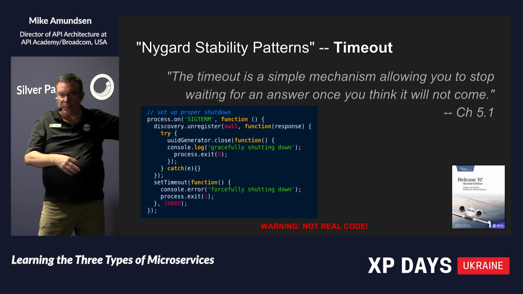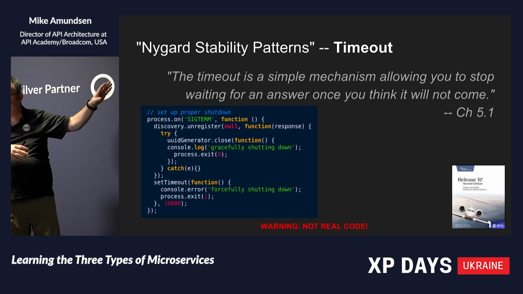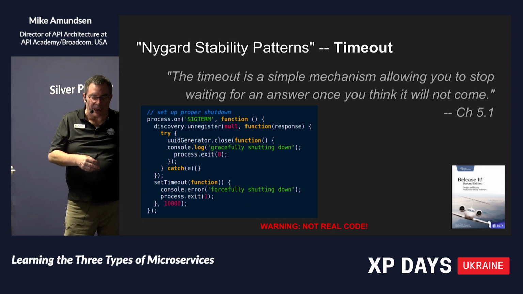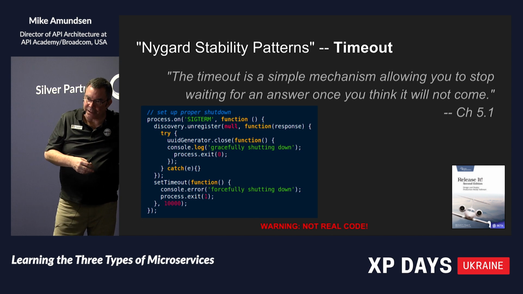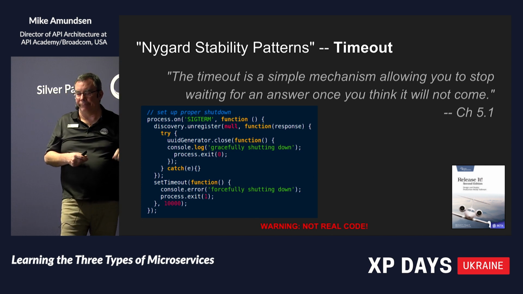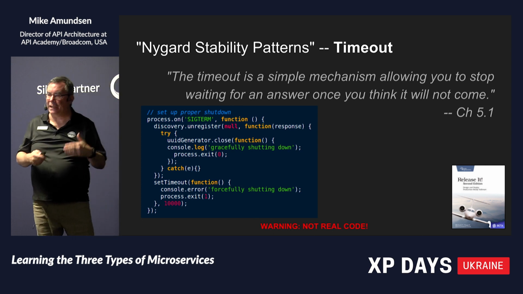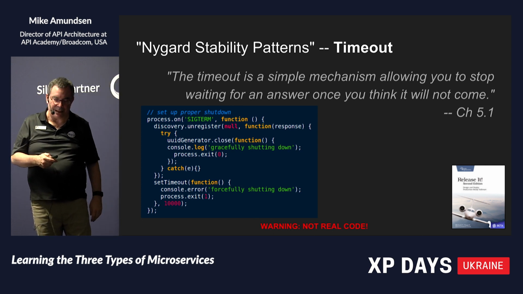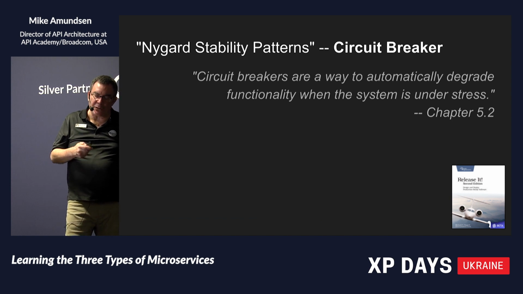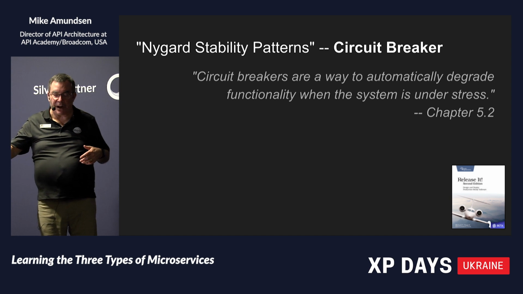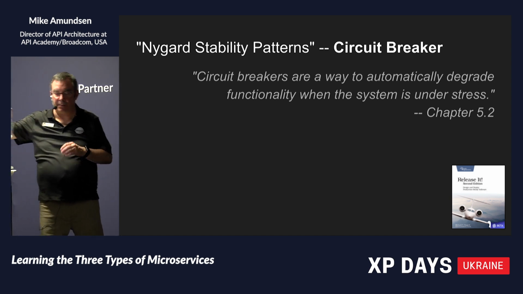It's a simple example here where I want to actually cancel a service, send a SIGTERM to terminate the signal. If it doesn't work, I'll wait for a certain amount of time, and then I'll just simply hard kill it. I'll just forcefully shut it down. This is my way of not getting stuck waiting around for somebody who's late. That's very different than a circuit breaker. A circuit breaker is a way for us to degrade functionality when we're under stress.